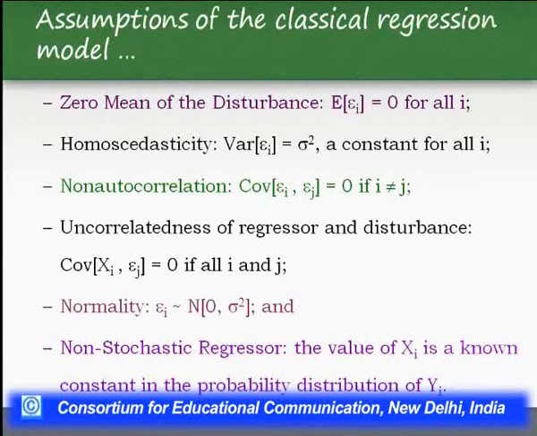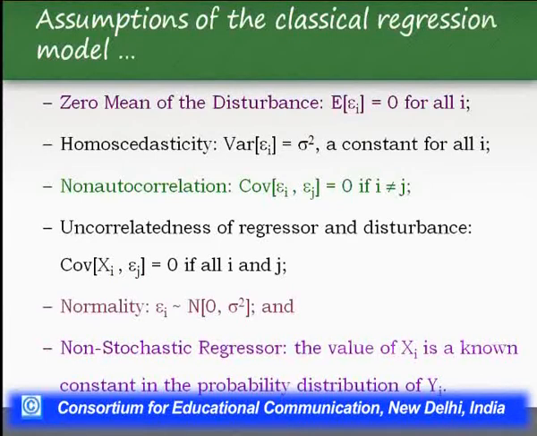Uncorrelatedness of the regressor and disturbances is also equal to 0, and normality is equal to 0 and variance. The non-stochastic regressor, that is the value of xi, is also called a constant in the probability distribution of yi. So we have seen here various meaningful assumptions of the classical linear regression models.